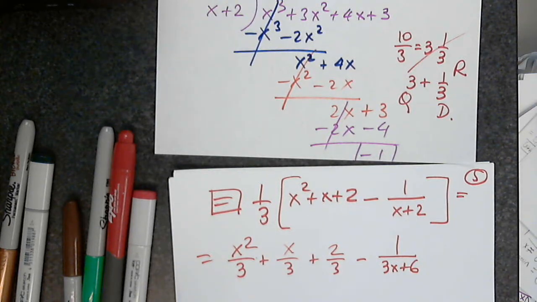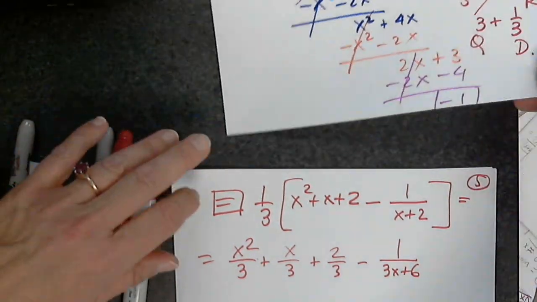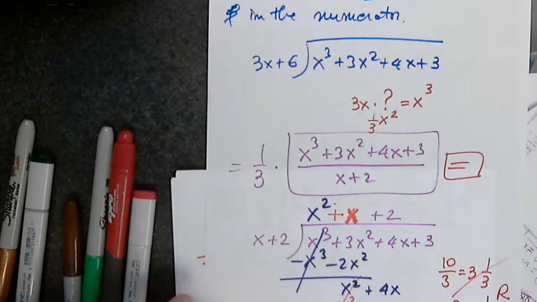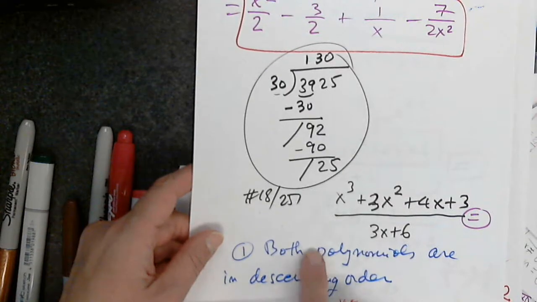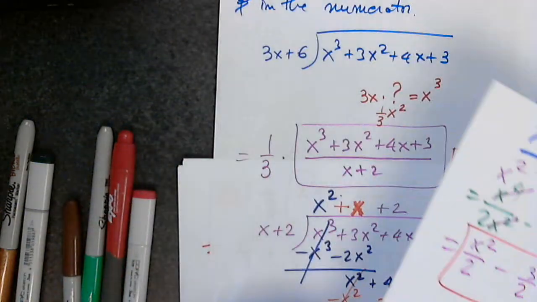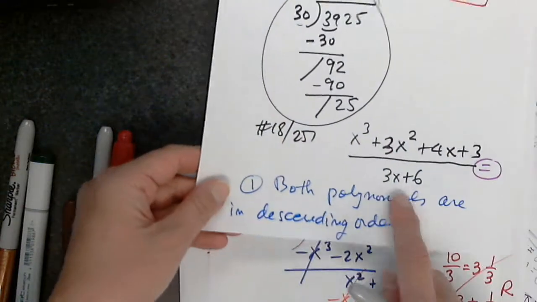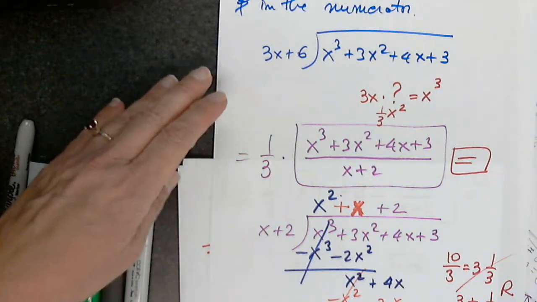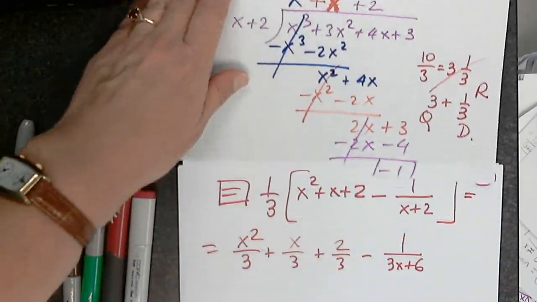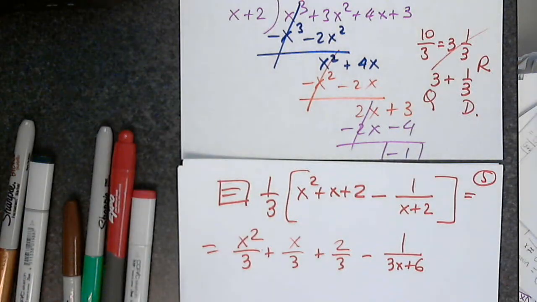Is that okay? Can you show how you get x plus 2? This one? Yeah. From here. This was 3x plus 6. I pulled out a 3, and I have x plus 2. So 3 times x plus 2 is 3x plus 6. Because I did not want to have fractions. Is this okay?